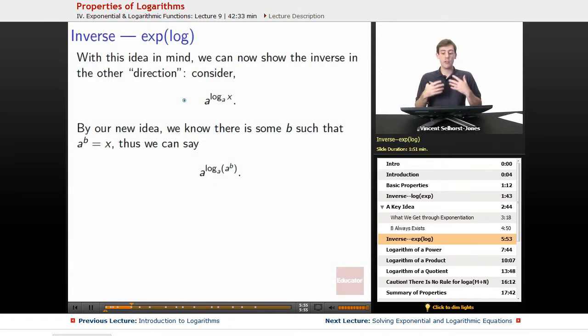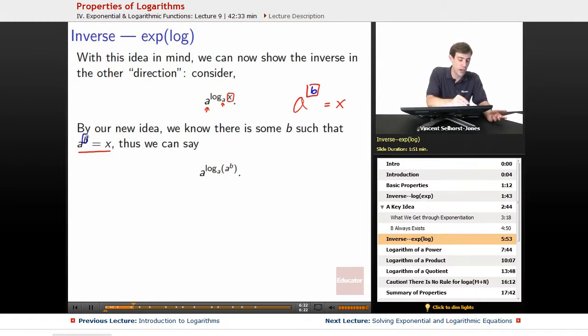With this idea in mind, we can now show inverses in the other direction. Consider a to the log base a of x. Now, by our new idea, we know that there has to be some b such that a to the b equals x, right? Here's our x, and we just choose the base a. It's going to be connected to the fact that we've got the base a showing up here. So we know that a to the something equals x, and we're guaranteed that there has to be some b there. So we can say a to the log a of, and now we replace x with a to the b, so it becomes a to the log a of a to the b.